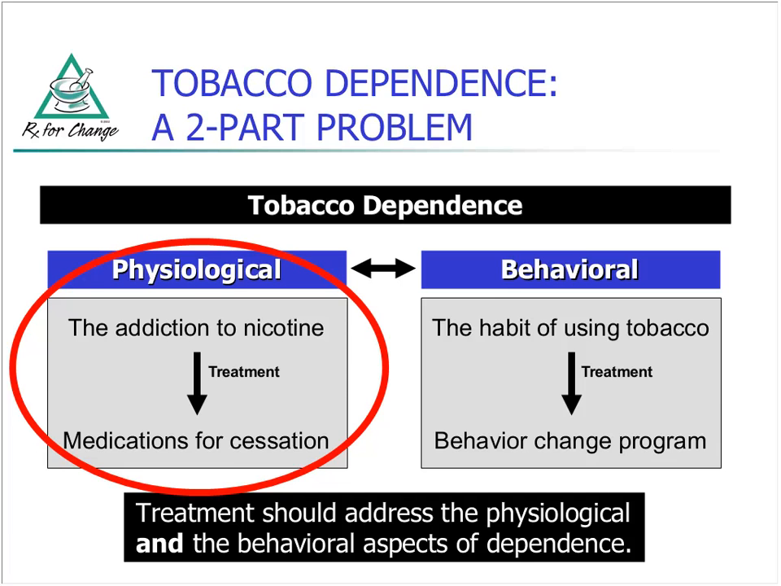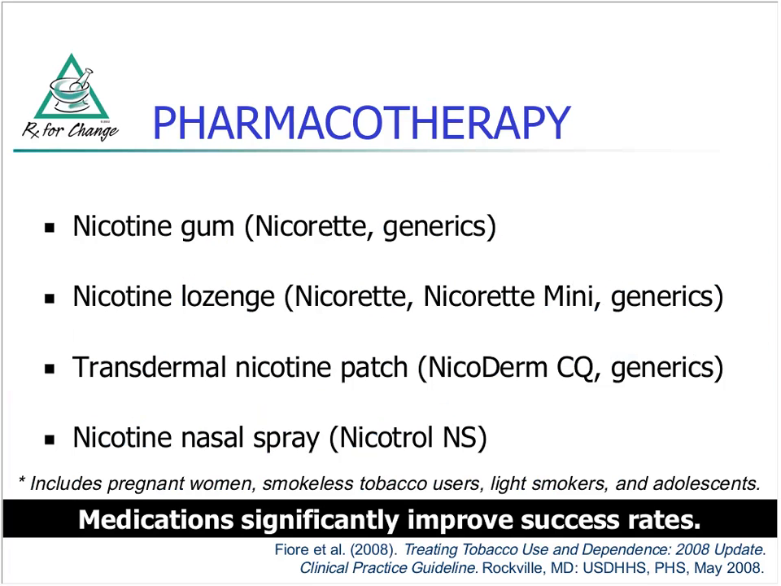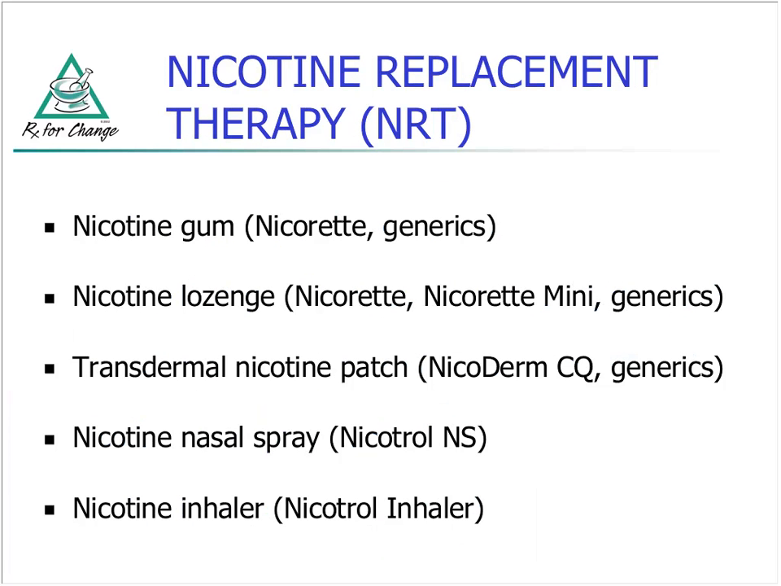So, okay, let's talk about the physiological. Behavioral is essential. Now, pharmacotherapy: the clinical practice guideline tells us that all patients attempting to quit should use effective medications for tobacco dependence treatment, except where contraindicated or for specific populations where it's not so much that it's not safe, but there's insufficient evidence of effectiveness, and that's pregnant women, smokeless tobacco users, individuals smoking less than 10 cigarettes a day, and adolescents, okay? So those are the groups where there's insufficient evidence. Doesn't mean it can't be used, but with appropriate precautions. So I'm going to talk briefly about the medication options. I do want to leave time for questions, so we're going to get through this.